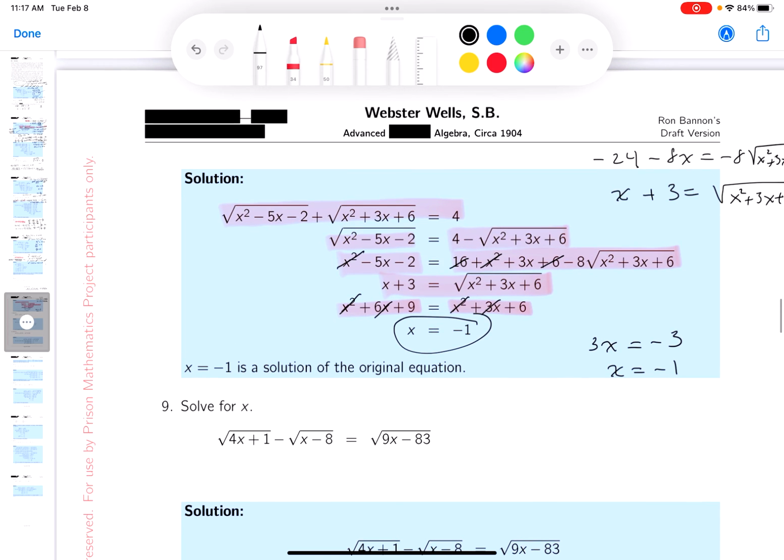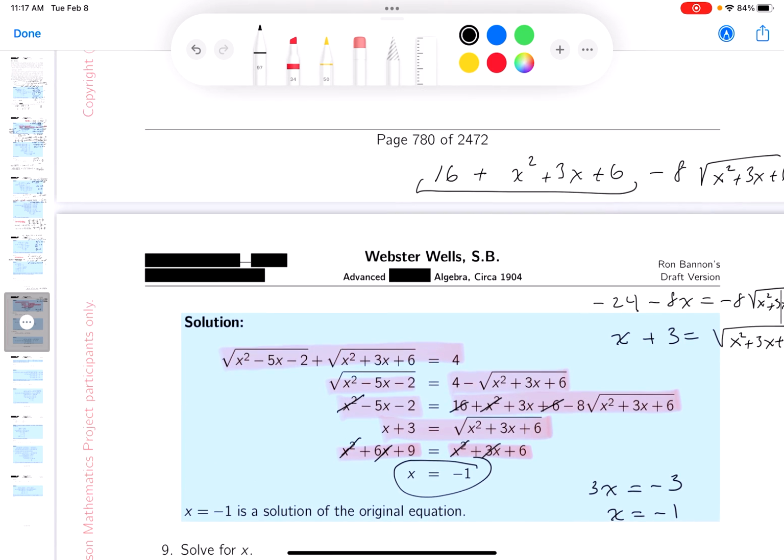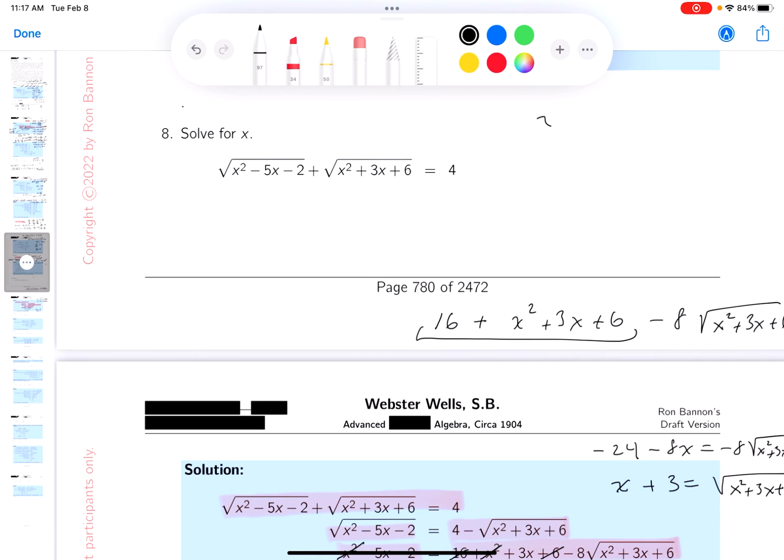Now, I always say, I wonder if that's the correct answer, because I did a lot of things probably I shouldn't be doing, like squaring the sides. So let's see if it's the answer. Right? So I'm claiming that x equals minus 1 is an answer.